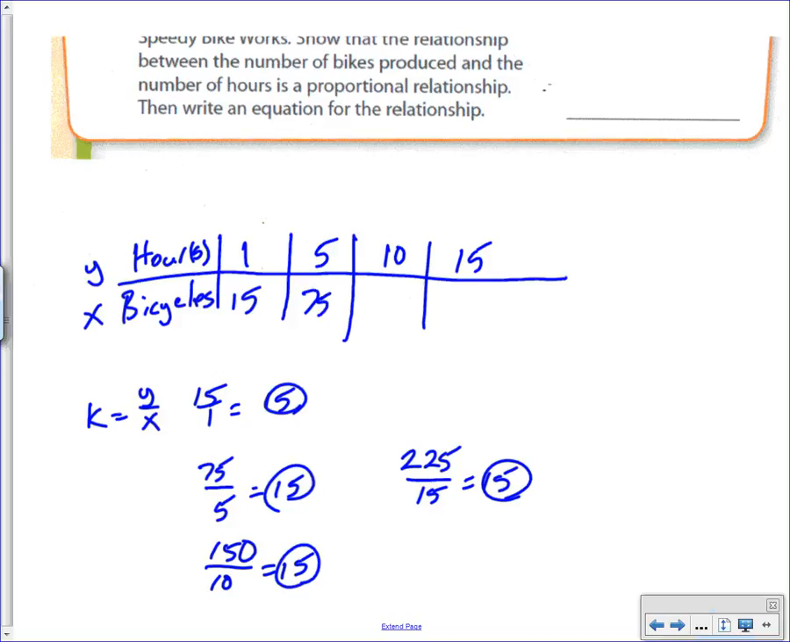So we're just going to write 75, 150, 225. So up here, it wants to show the relationship between the number of bikes produced and the number of hours is a proportional relationship. We did that right here. Then write the equation. So y equals k, our k equals what? 15, and then x. This is just the form y equals kx. That is the equation form that we're using right now.